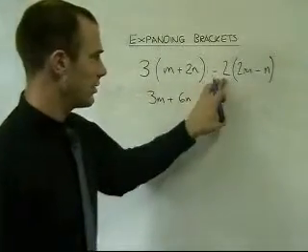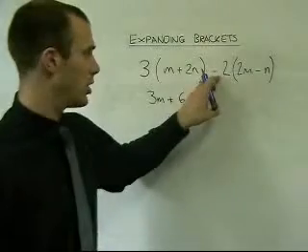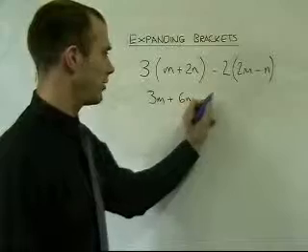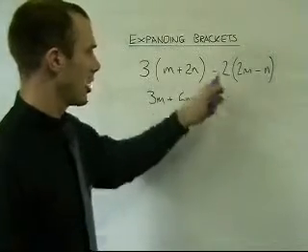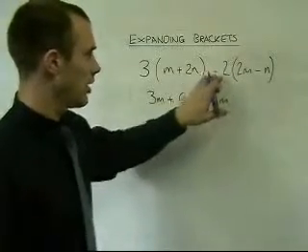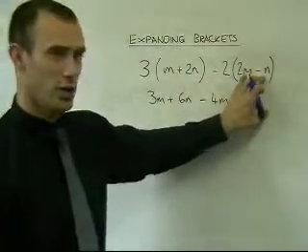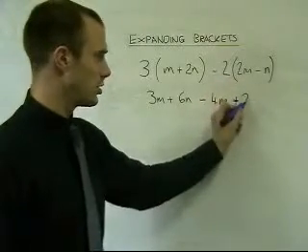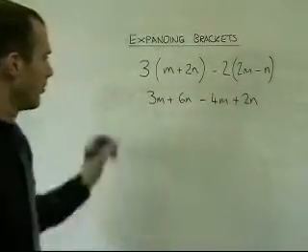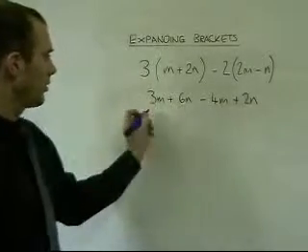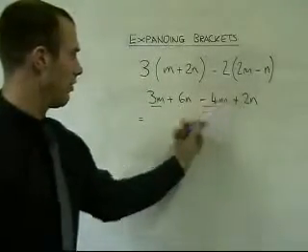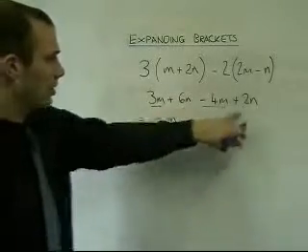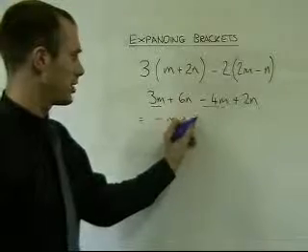Over here we have a negative 2. That's quite important now because there's a minus sign there. The negative 2 times 2m, which becomes a negative 4m, have a minus times plus. Now we have a negative 2 times a negative n. Minus times minus becomes a plus, and then 2 times n is 2n. If we simplify this, we have 3m, take away 4m, which is a negative m. 6n plus 2n is plus 8n.